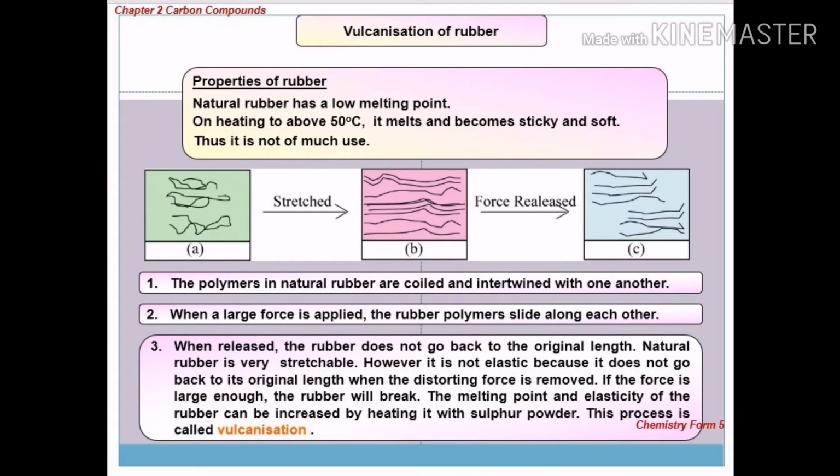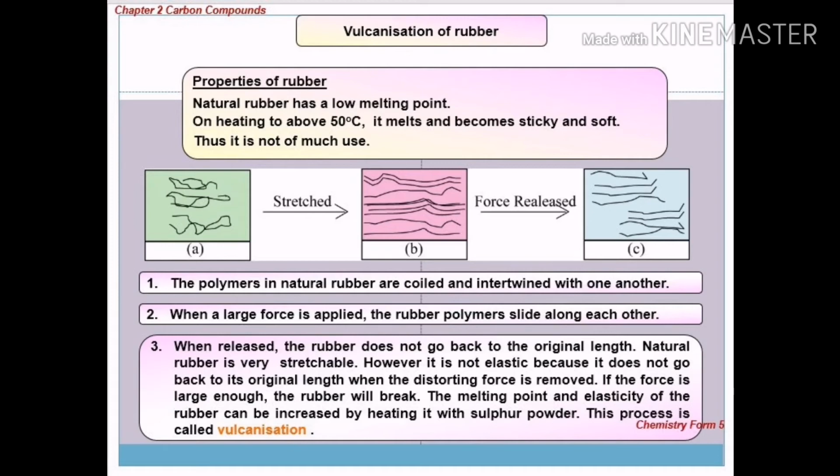Did you know that natural rubber has a low melting point? On heating to above 50 degrees Celsius, it melts and becomes sticky and soft. When a large force is applied, the rubber polymers slide along each other. When released, the rubber does not go back to the original length. So natural rubber is very stretchable. However, it is not elastic.